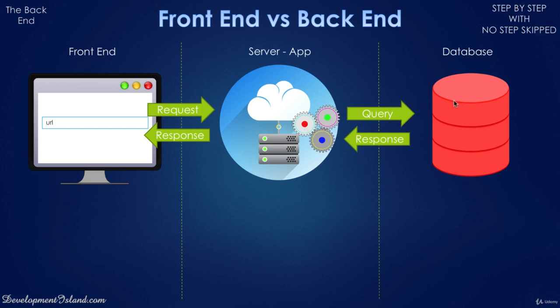Now in that case, it's going to send a query to the database, and once that query is executed, the database will send a response to the app. And then the app is going to process that response, and then it's going to do whatever it needs to do with that response. It could be creating a web page, it could be anything else. So let's say it is creating a web page. All it needs to do now is send the web page as a response to the browser, and then the browser is going to render the web page for our user. So that's how it works.